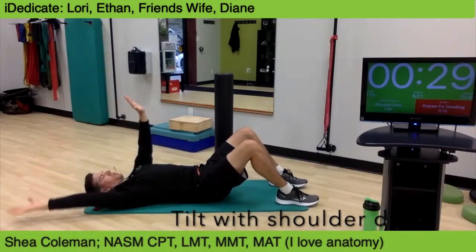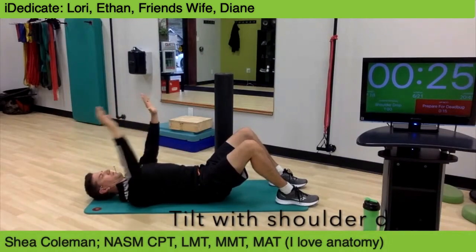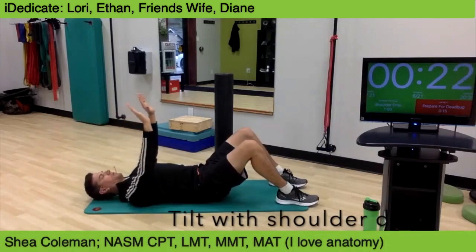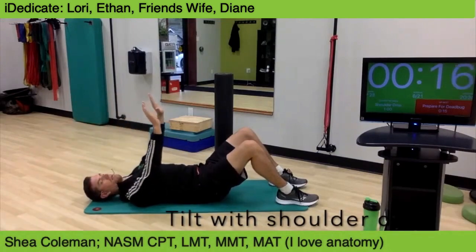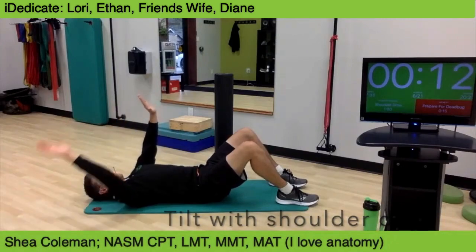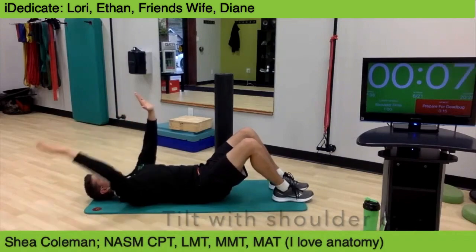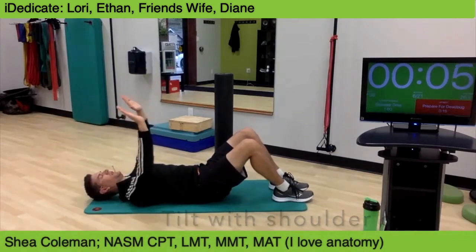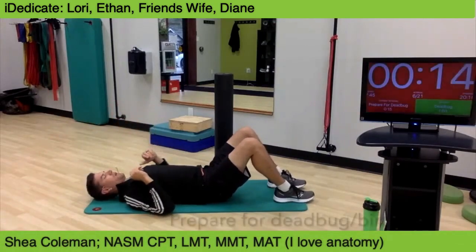That's halfway. Halfway is a great time to recheck that core, make sure we're not extending our back to try to create more range of motion. Finish through nice and strong. Recompress that core. Shoulders down and back. 3, 2, 1. Prepare for dead bug.